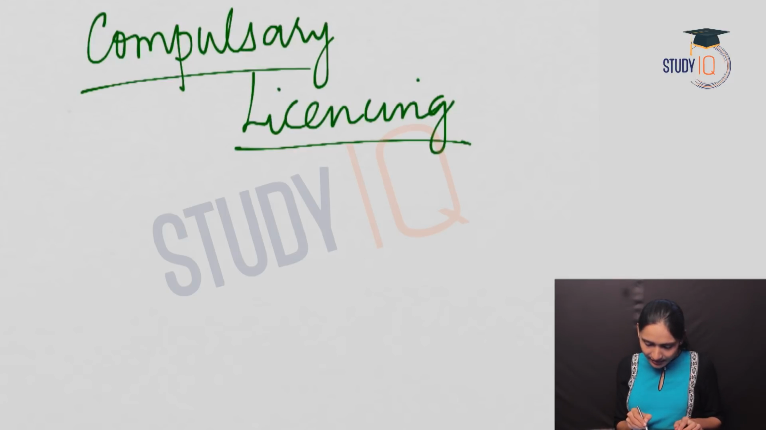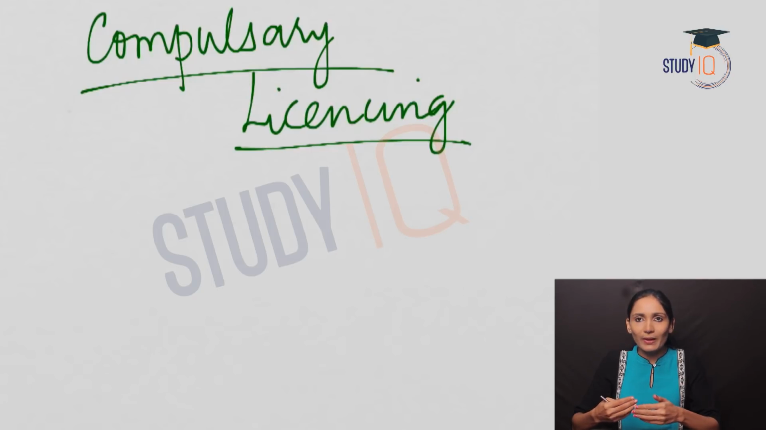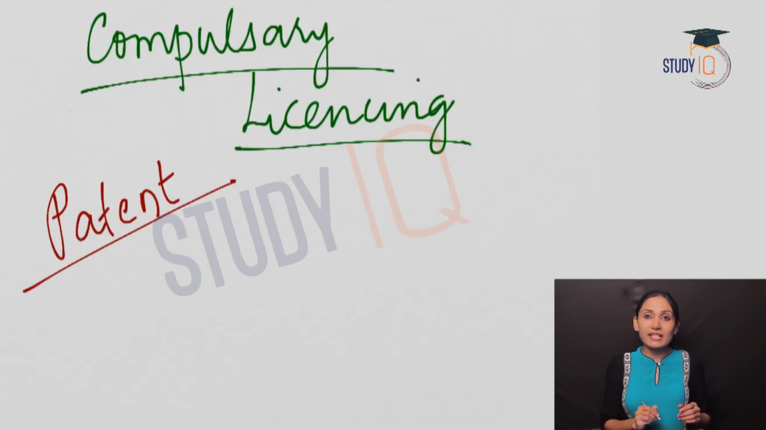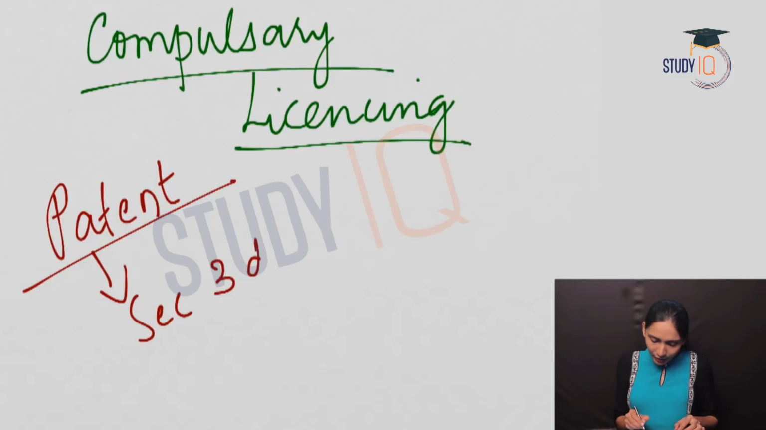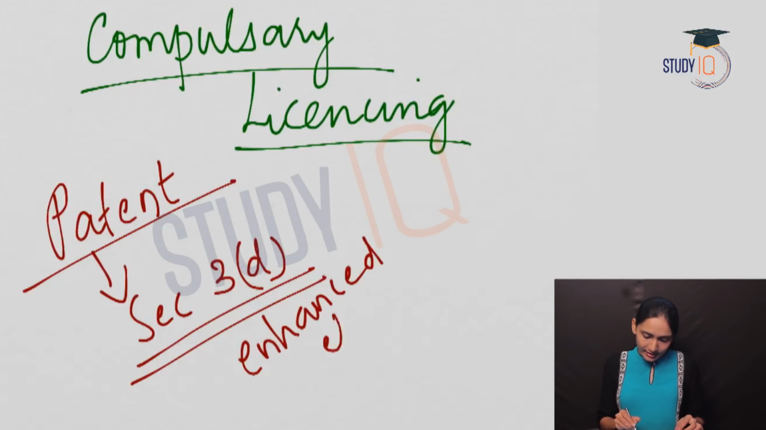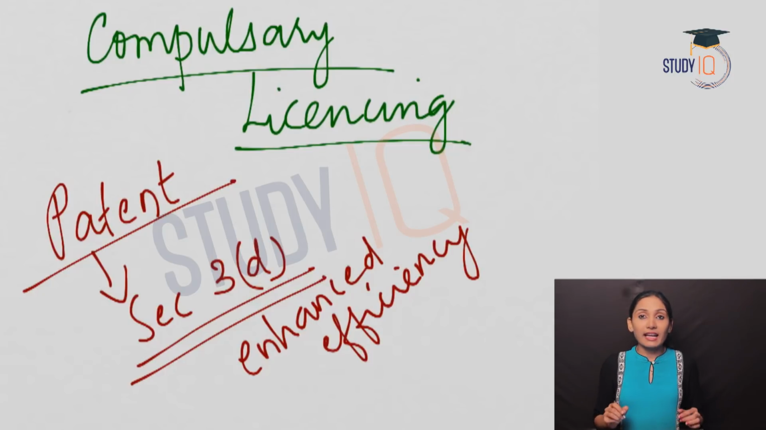Compulsory licensing. Before we move on to the topic, let us quickly recap what we have learned in the previous two lectures. We have seen what is a patent. We have seen that patent is given for inventions. And in the Indian patent law, we have seen a very important thing, that was section 3D of the Indian patent law, which says that enhanced efficiency is a criteria. Enhanced efficiency is the criteria in order to give patent to an already existing drug.